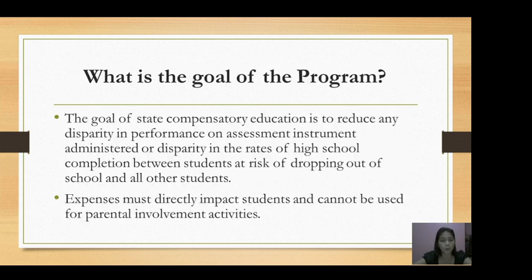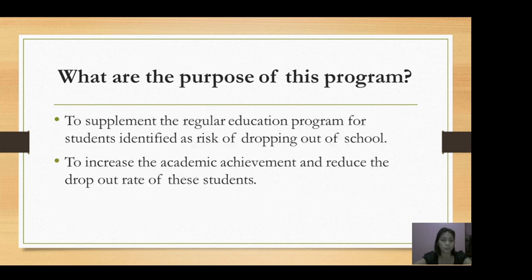What is the goal of the program? The goal of state compensatory education is to reduce any disparity in performance of assessment instruments administered, or disparity in the rates of high school completion, between students at risk of dropping out of school and all other students. Expenses must directly impact students and cannot be used for parental involvement activities.